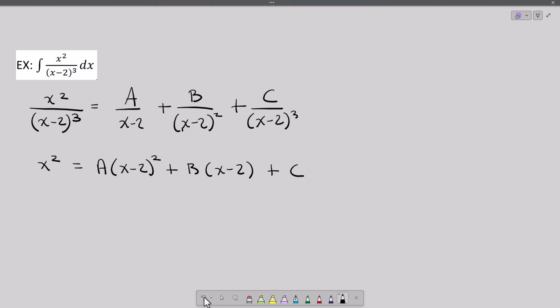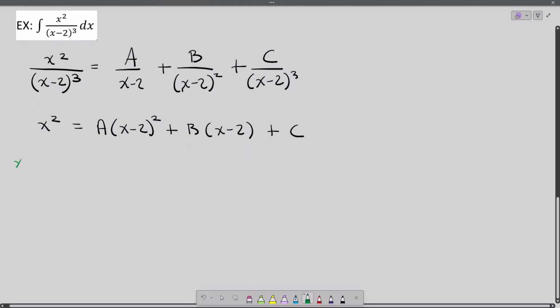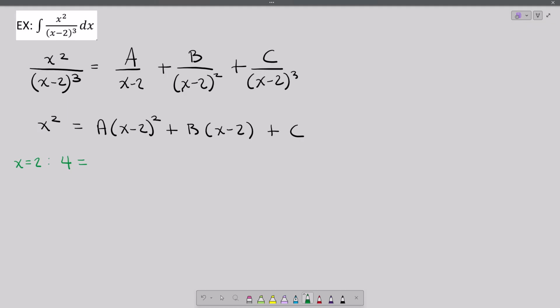Okay? So now we only have one true convenient value, and that's 2. Right? Let's use it because we have it. That convenient value of x equals 2 is going to give us 4 on the left. When we plug in 2 here, we get 0. Plug in 2 here, we get 0. So we get 4 is equal to c. So we already have our constant.